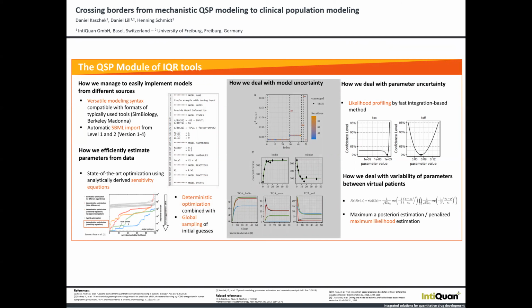We combine local optimization with the global search algorithm that explores the space of possible model realizations, allowing us to deal with model uncertainty. Especially for larger models, parameter uncertainty and identifiability is a big topic. We have implemented a fast and efficient integration-based approach for likelihood profiling. This approach allows to spot non-identifiable parameters while providing structural insight. Finally, variability in the parameters to represent virtual populations is implemented via a penalized maximum likelihood approach.